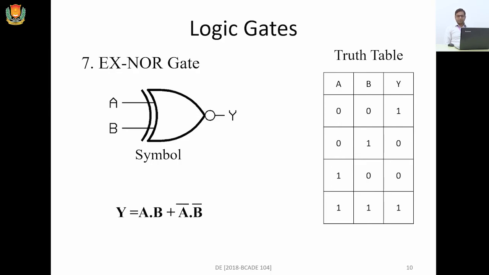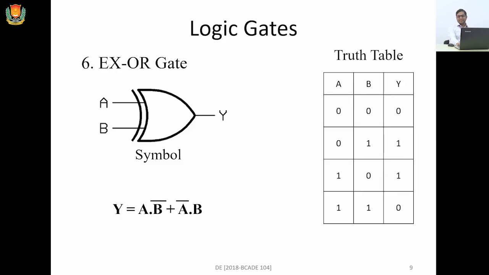From the truth table, we can see the working of XNOR logic. If we have 0, 0 at the input of XNOR logic, the output will be 1. If we have 0 and 1 at the input port, the output will be 0. If we have 1 and 0, the output will be 0. And if we have 1 and 1 at the input port, the output will be 1. You can see it is just the complement of the last logic gate, which was XOR logic.